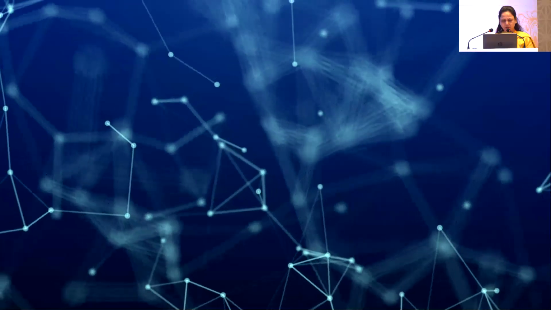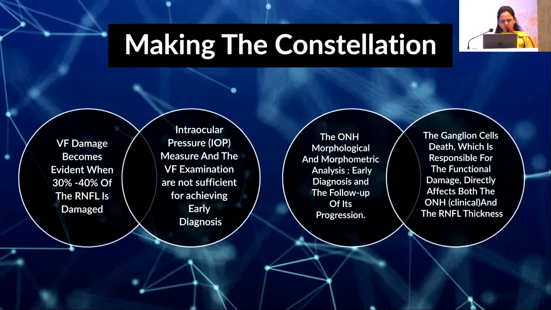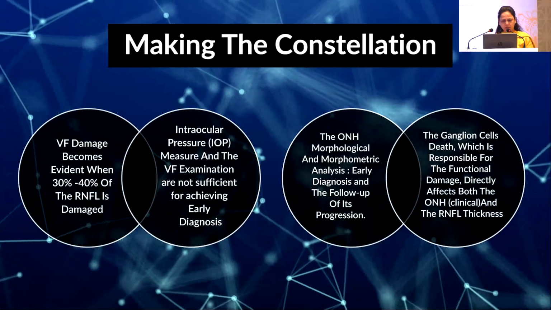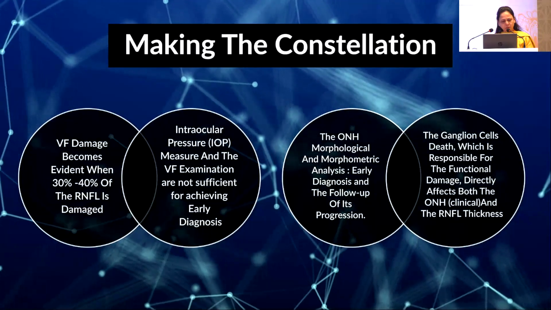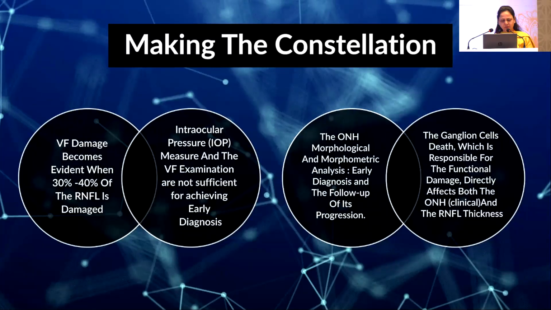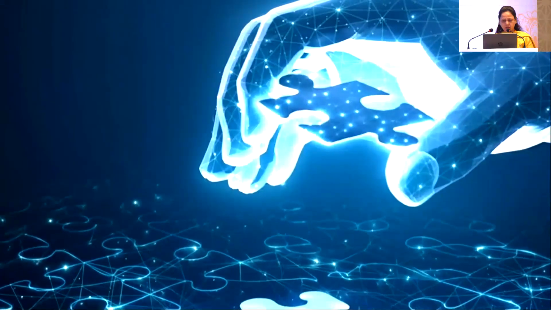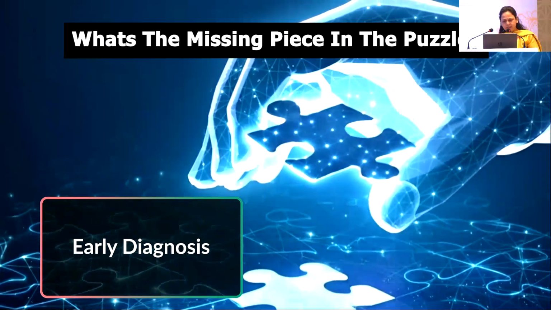the pieces together. And if we want to embark on the constellation of the glaucoma diagnostic armamentarium, that's a precise constellation making. We all know that visual field changes occur when there is 30 to 40% RNFL damage. But what if we can design something which clinches the diagnosis morphologically and morphometrically at an early stage, something bridging between the already existing tests, which we are looking forward to make a perfect constellation of diagnosis. So what will be the missing piece in the puzzle?